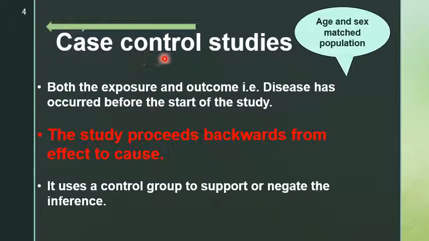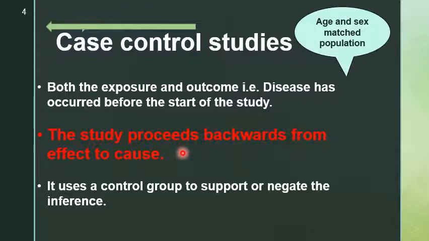First is the case control study. Case control studies are also known as retrospective studies. We have to understand this with the help of an example. In retrospective studies, both the exposure, that means the risk factor or causative agent exposure, and the outcome, that is the disease in question, have already occurred before the start of the study. The study proceeds backward from the effect to cause.